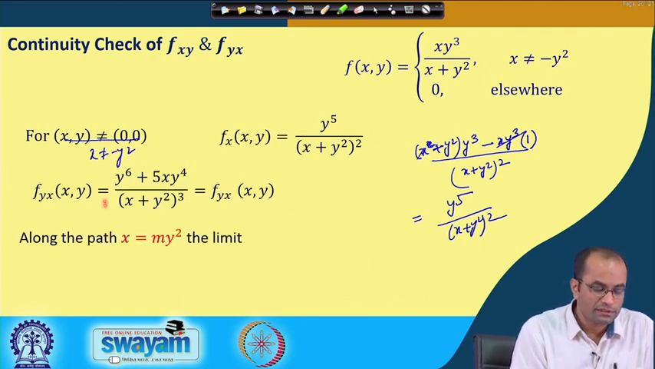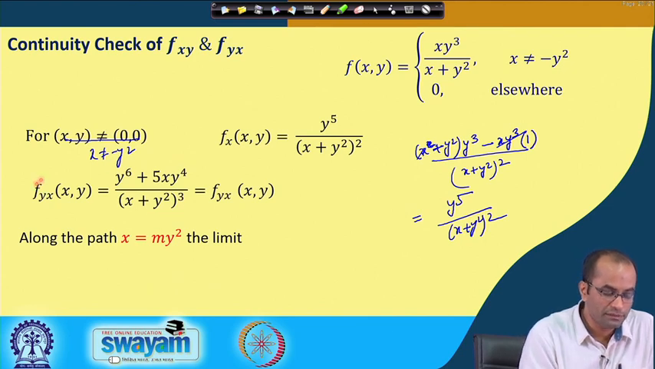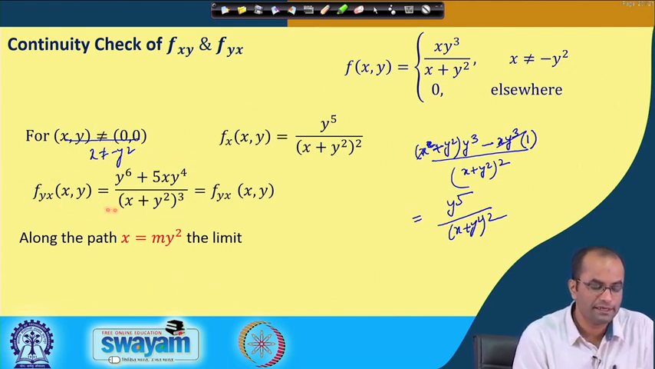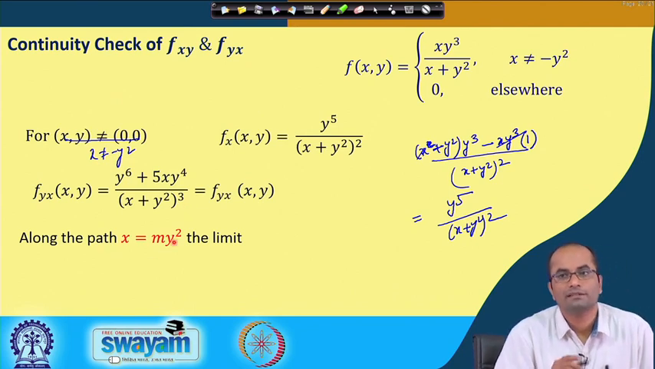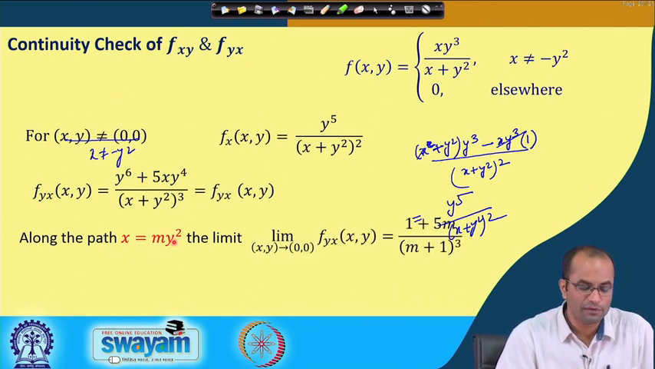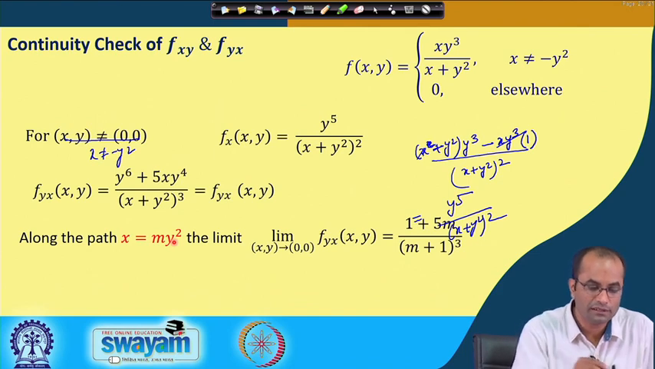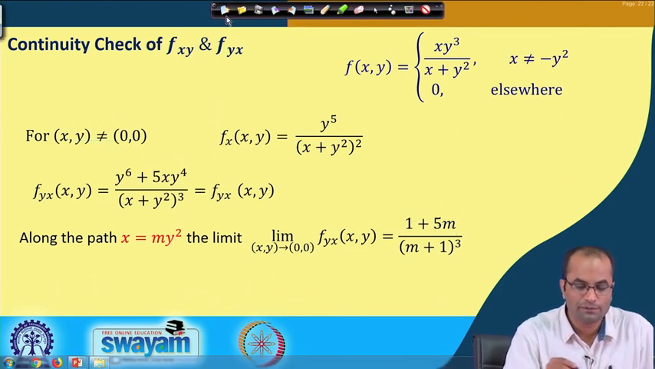So, now to check the continuity of this, what we have to do is take this limit of this f_yx. Now, if we take x equal to m y square, this special path, then what will happen? Let me clear this first. So, what will happen now?